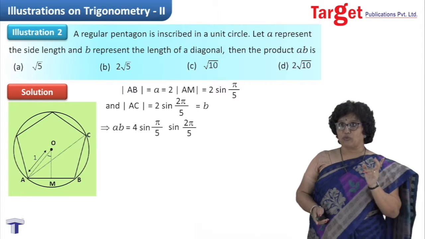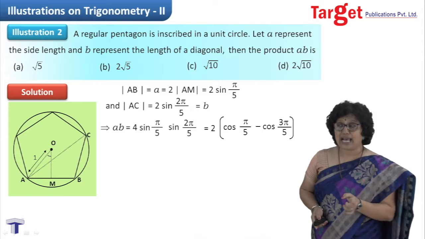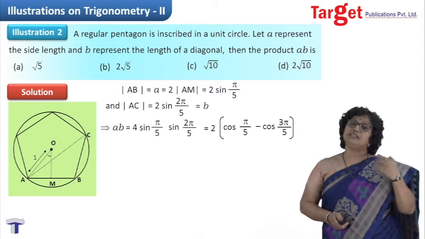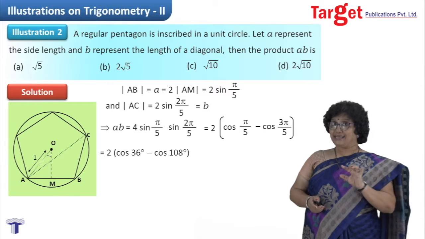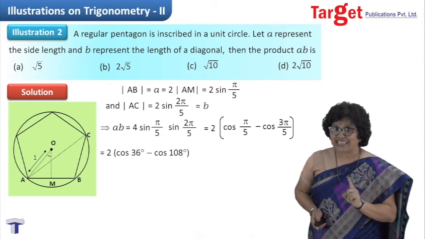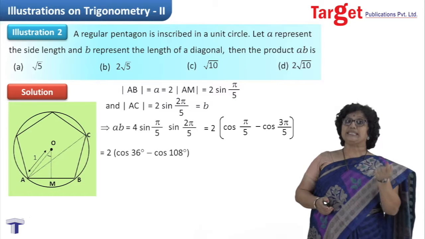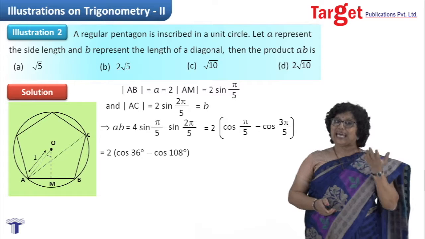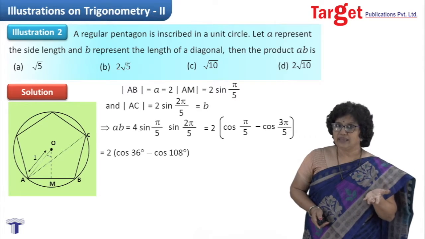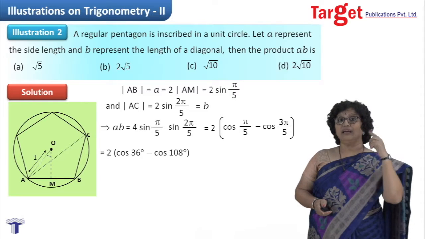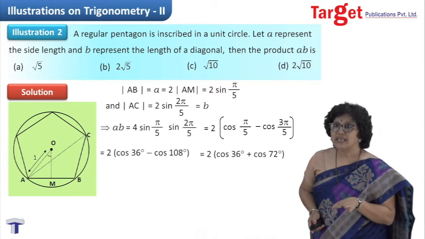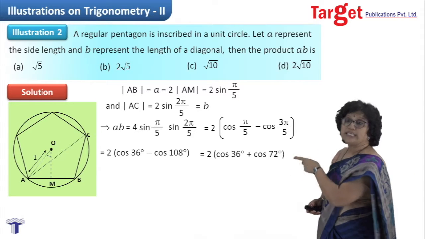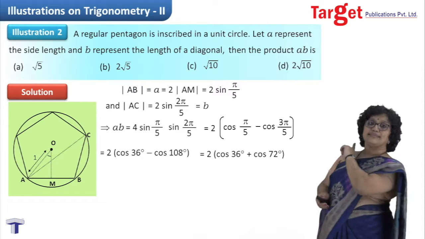Apply 2 sine A sine B formula and simplify that further as 2 times cos pi by 5 minus cos 3 pi by 5. Now if you want to write in degrees, then it is 2 times cos 36 degree minus cos 108 degree. Now can I write that cos 108 degree? That is 108 degree means 180 minus 72, right? So cos 180 minus theta is minus cos theta. So this is 2 cos 36 degree plus 2 cos 72 degree.